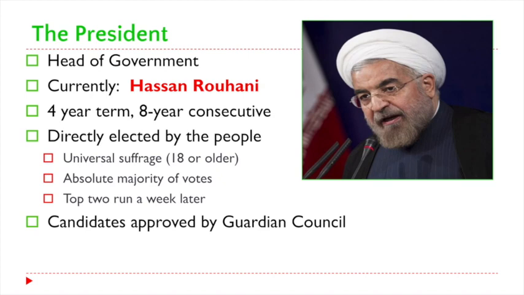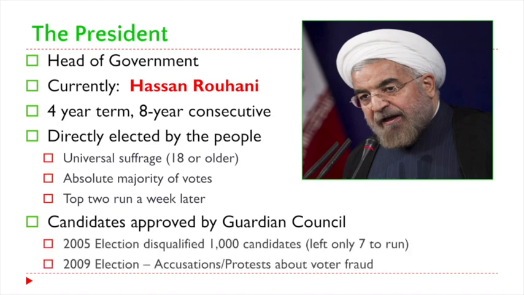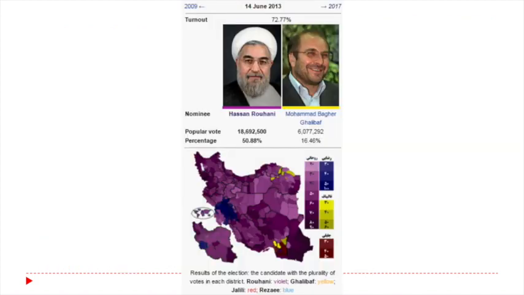That means there's potential of a runoff. Of course, the campaign for president only takes a week, and then the runoff campaign takes a week as well. Here is the 2013 election, so you can see Rouhani's, not the recent election, but the election before that.